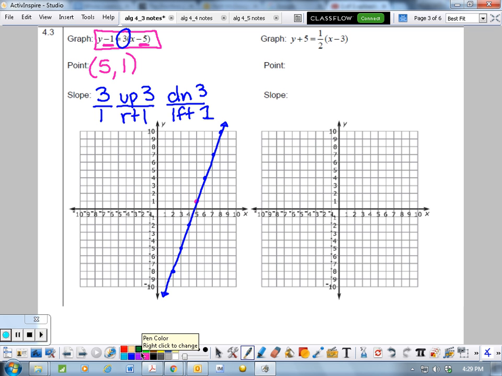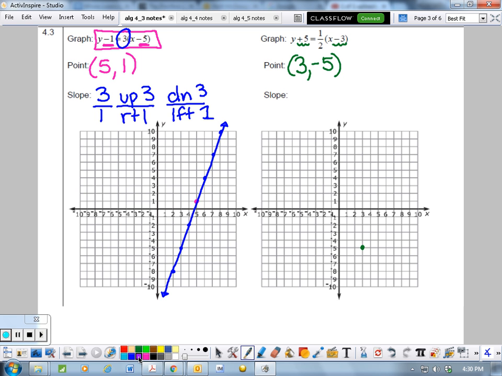Okay, so let's look at our next problem. The x value of our point comes from here. So if it says negative 3, we're using positive 3. The y value comes from here, so if it says positive 5, it's negative 5. And so now I graph that point, because that's where I start graphing. So 3, negative 5 is right here.